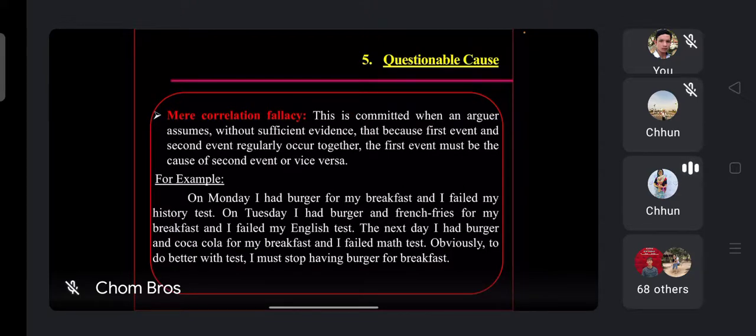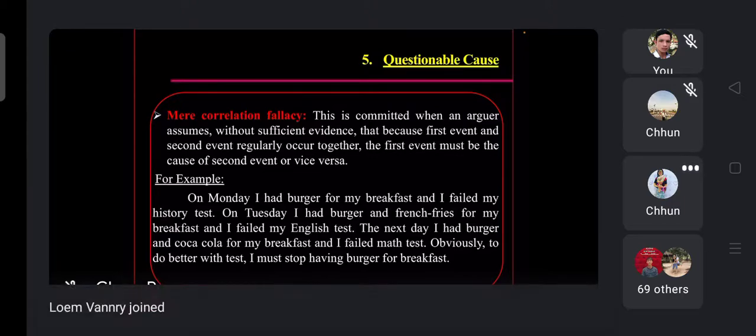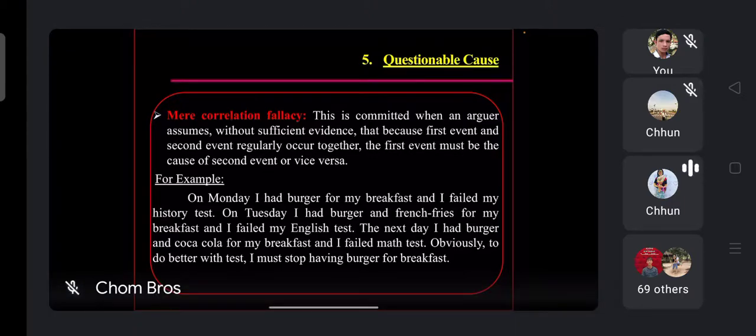The second one is the mere correlation fallacy. This is committed when an arguer assumes without sufficient evidence that because the first event and second event regularly occur together, the first event must be the cause of the second event, or vice versa. In short, we can say that the mere correlation fallacy is about two events, A and B, happening together. Therefore, event A is the cause of event B.